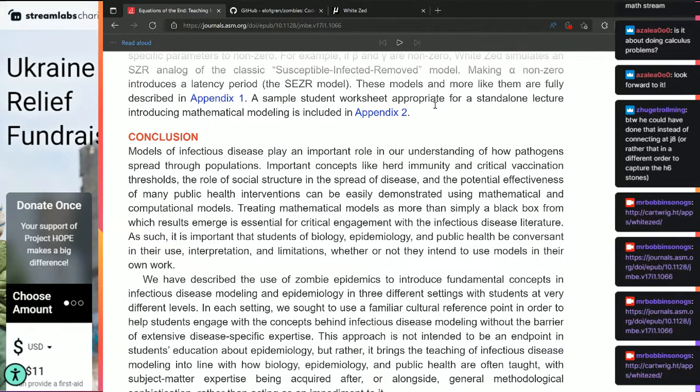So I'm going to take a look at that paper, the worksheet, because it looks like I might do something similar to it in my lecture. Actually, I'm not doing a lecture. I'm doing a YouTube video. So I'm gonna read this paper, and then I'm gonna do a YouTube video on it.